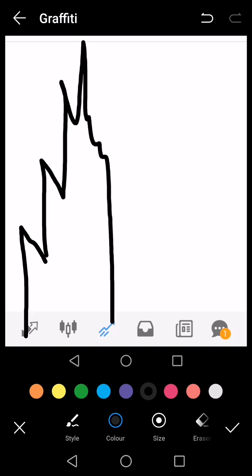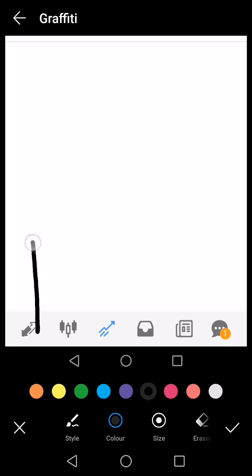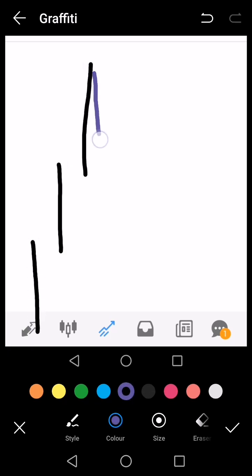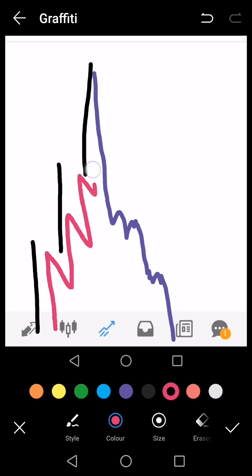Are you together? Like last week, Friday, they never returned. They had one breakout, two breakout, three breakout. Then what happened? They just collapsed straight down, with small corrections straight down. So then what did they leave? They left demand here: high, high, high, low, high, high, high, low.